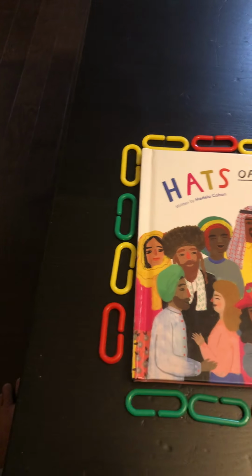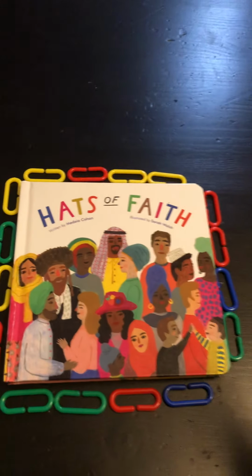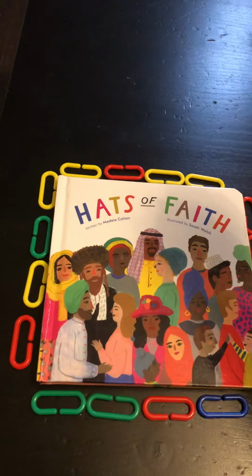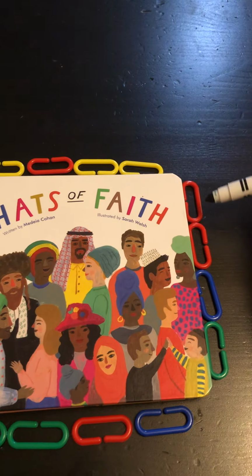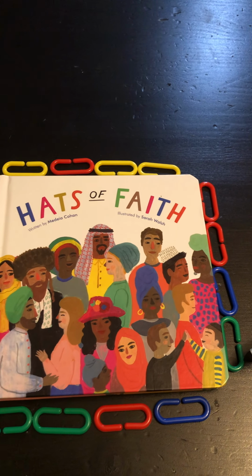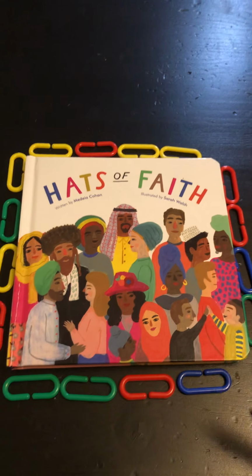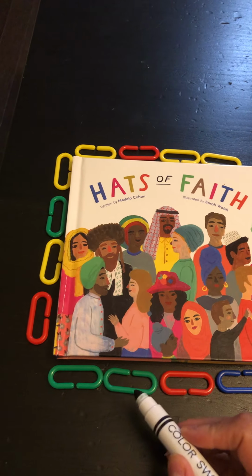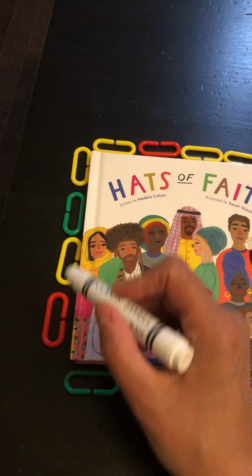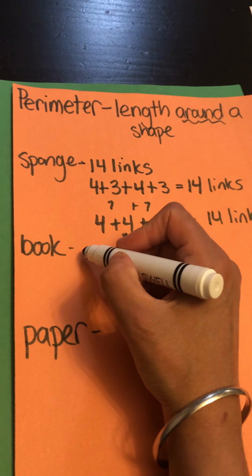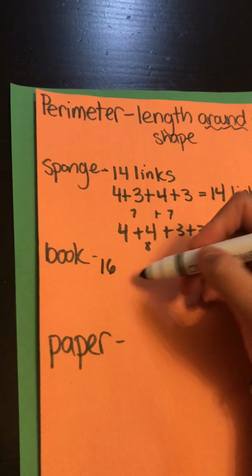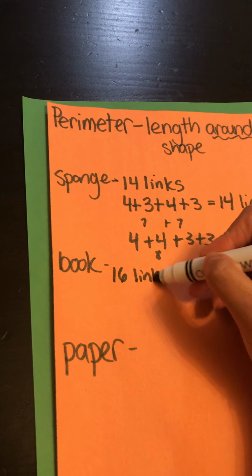Okay. Now again, we can count it by counting around. 1, 2, 3, 4. 1, 2, 3, 4. 4 and 4 is 8. 9, 10, 11, 12, 13, 14, 15, 16. So my book has 16 links.